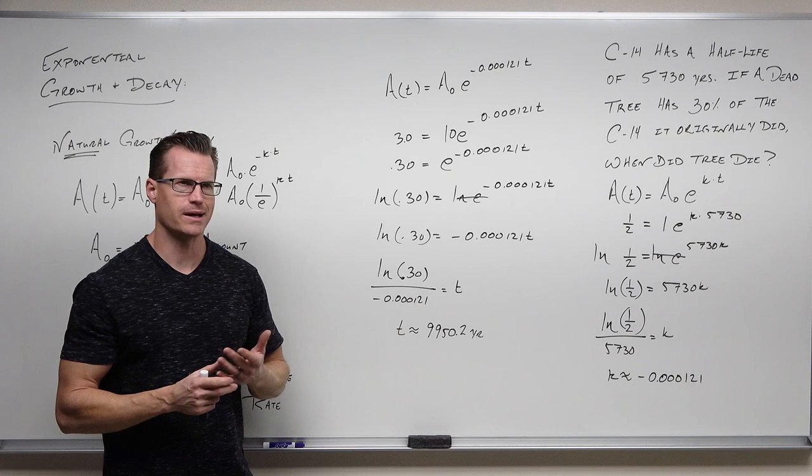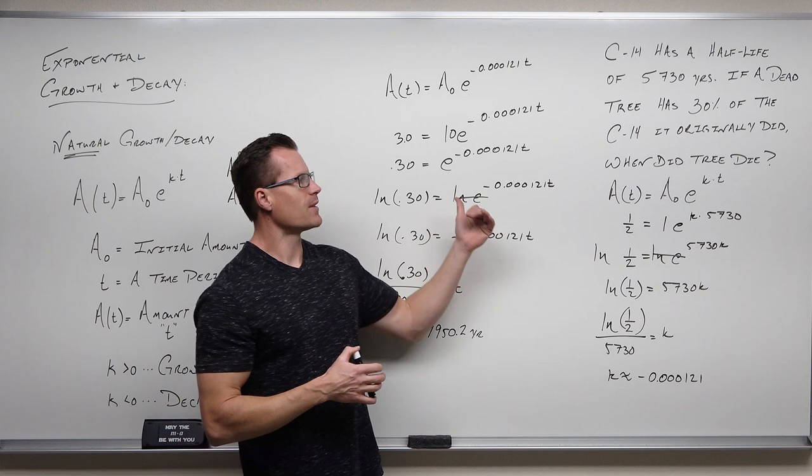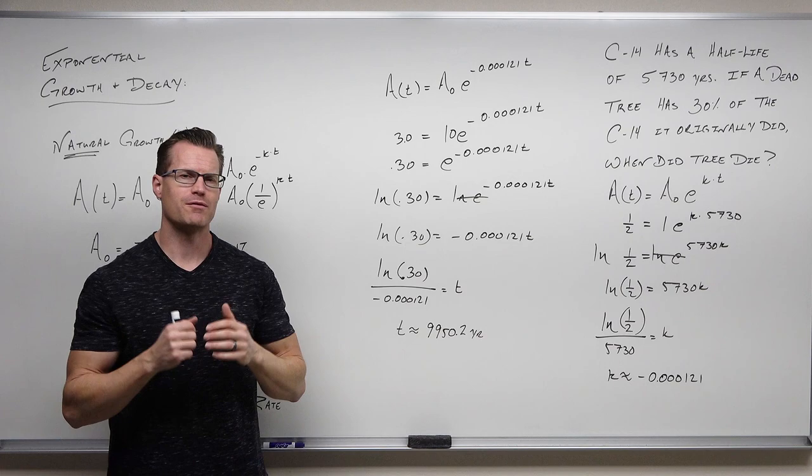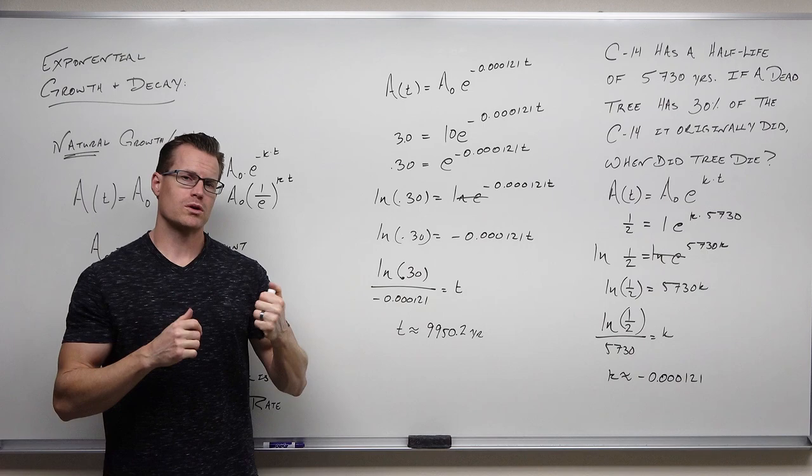So anyhow, I hope that makes sense. I hope that you're seeing that half-life takes a percentage after a certain amount of time and solves for K. And that's exactly what this is doing. It's saying, what is the amount of time for you to get that percentage? So I hope I've cleared that up. What we're going to do now is come back with one more example, kind of a fun one, and then we'll be done.